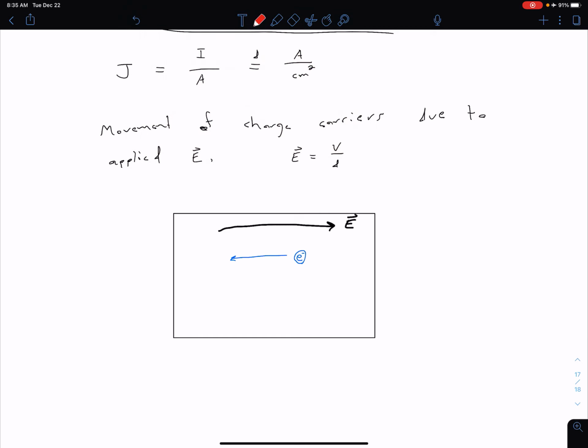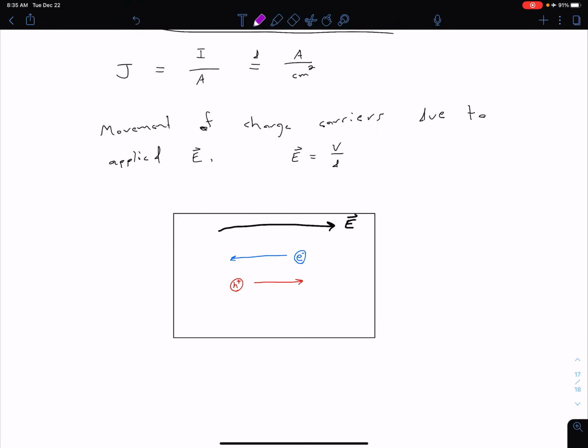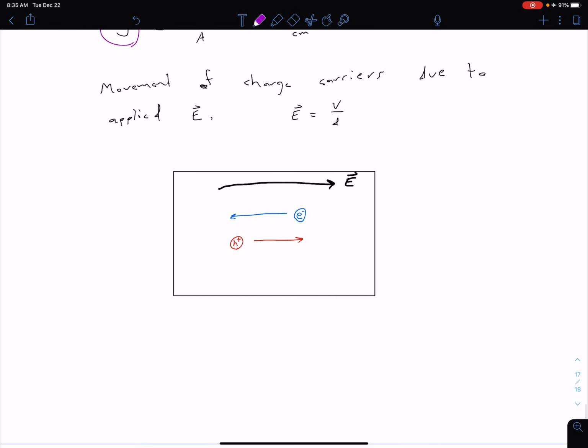In contrast, if we have holes, which are positively charged, they're going to be moving in the direction of the electric field. So the way I've drawn it here, they're going to be moving from left to right. And we're going to have to consider both of these things together in order to determine what our drift current density, J, is. Our drift current density is going to be in this direction. The reason I can say confidently it's in this direction is that our conventional current direction is the opposite of the direction of electron flow.